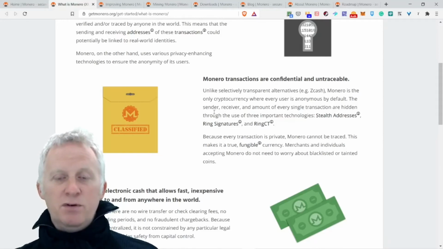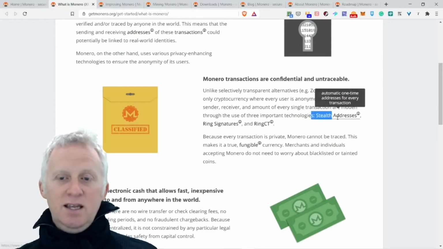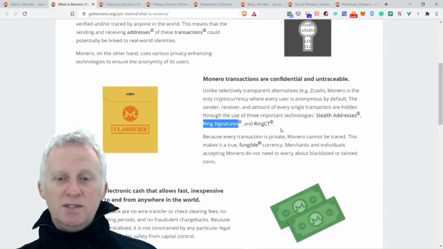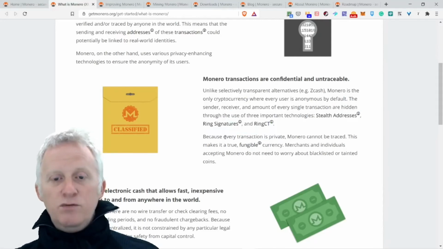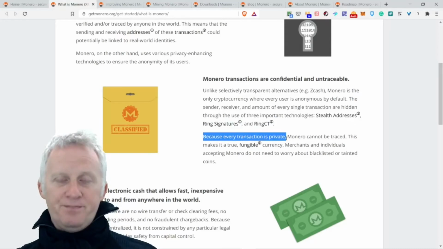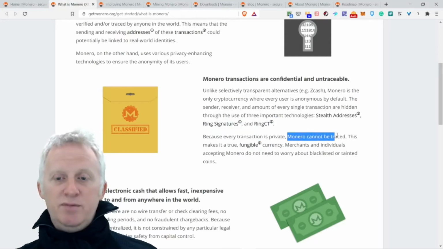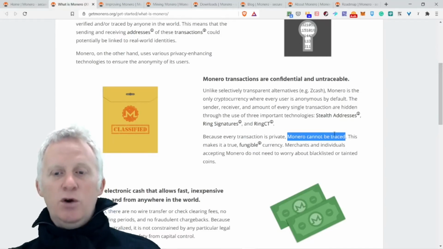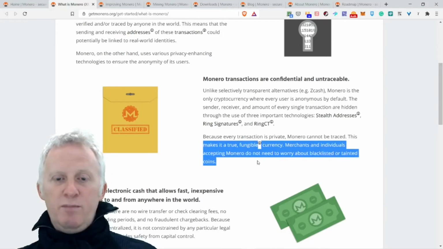The sender, receiver, and amount of every single transaction are hidden through the use of three technologies: stealth addresses, ring signatures, and ring CT. Because every transaction is private. It's private, my friend. Completely private. Monero cannot be traced. This makes it truly fungible currency. Merchants and individuals accepting Monero do not need to worry about blacklisted or tainted coin. This is really powerful technology when you think about it.